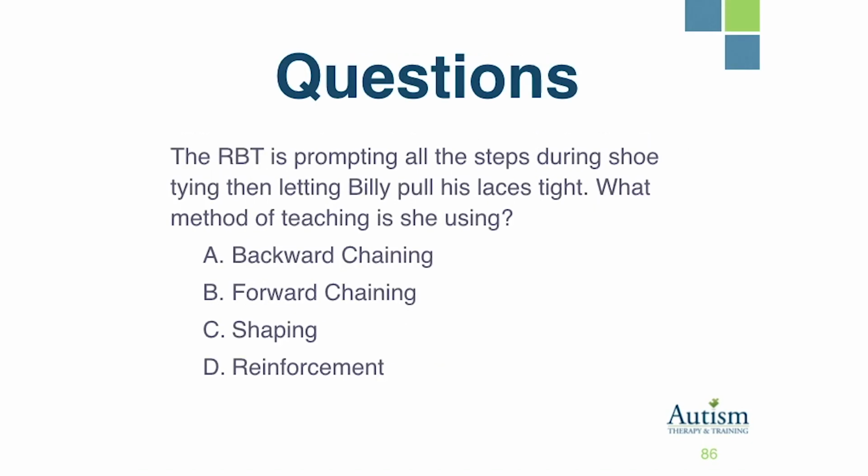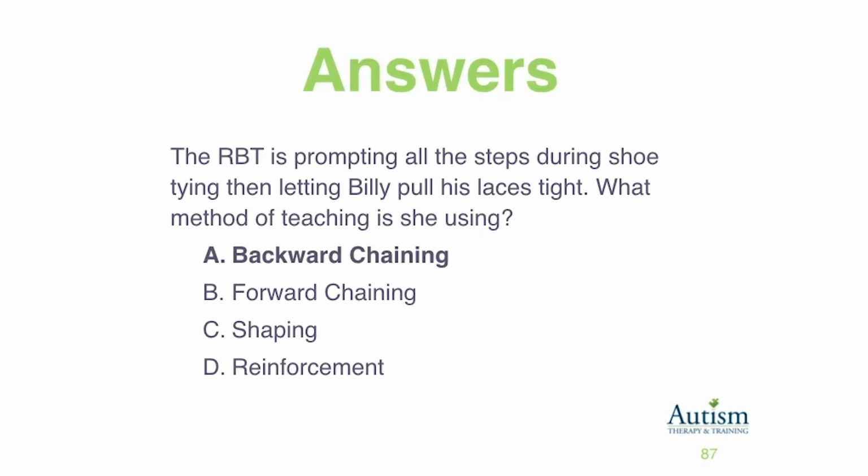The RBT is prompting all the steps during shoe tying, then letting Billy pull his laces tight. What method of teaching is she using? A. Backward chaining, B. Forward chaining, C. Shaping, or D. Reinforcement? And the correct response is A. Backward chaining.